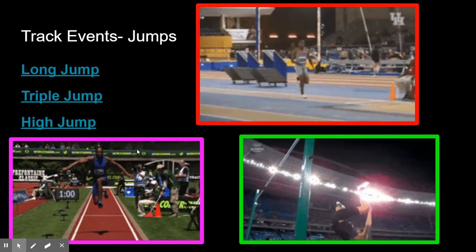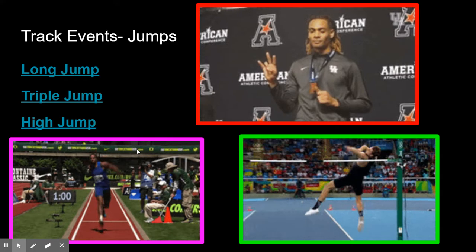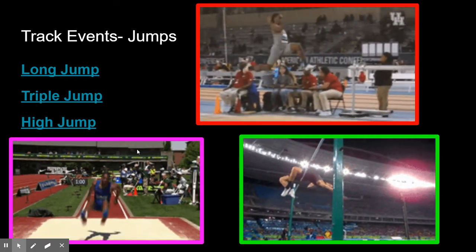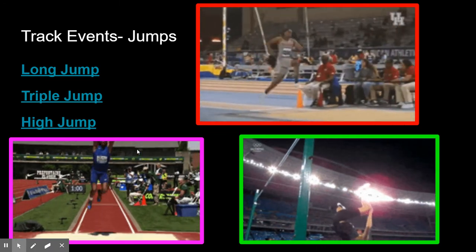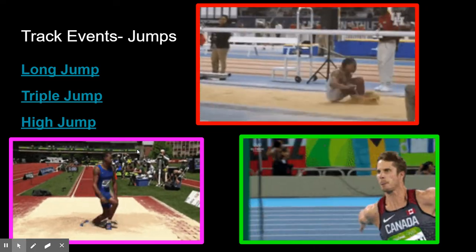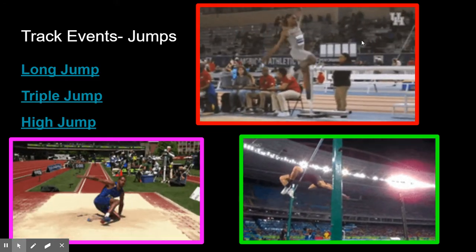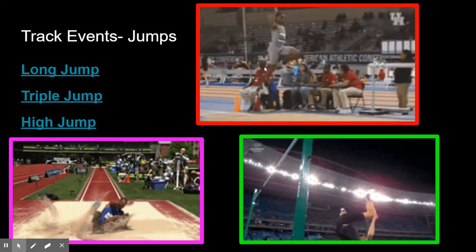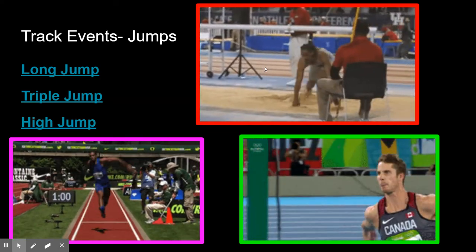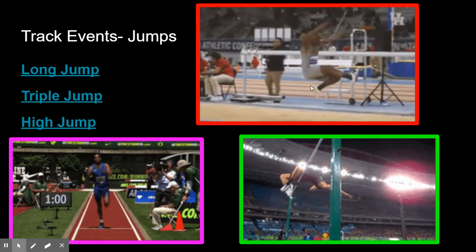All right, so now this is the field part of track. In track, we have the track part where the running is, and then we have the field events. These are long jump, triple jump, and high jump. If you look up here at the top, this is, again, a very high-level, high-competition long jump. Run down the runway as fast as you can and jump as far as you can into a sand pit.